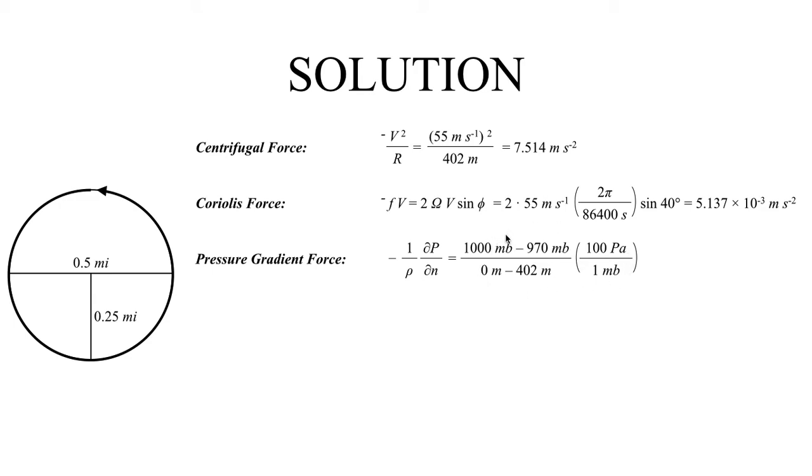But if we go ahead and work out all this in our calculator, plug in a value, we do in fact get a pressure gradient force of 7.452 newtons per kilogram, or meters per second squared. Look how small the Coriolis force is in comparison to the centrifugal and pressure gradient forces. This is 3 orders of magnitude smaller than the other two forces.